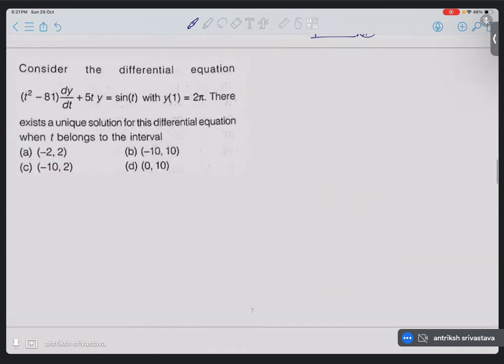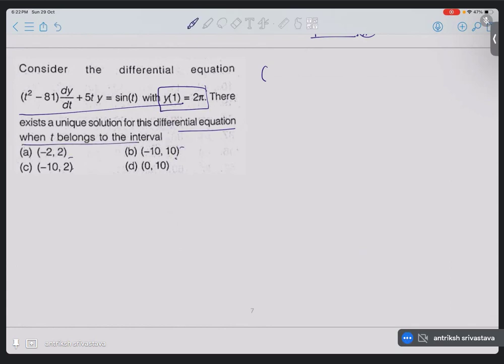Okay, now let's look at this question. This is the question which I think we should solve together. So let's write this question here. Consider the differential equation (t² - 81) dy/dt + 5t·y = sin t, and also the condition is given to us that y(1) = 2π. There exists a unique solution for this differential equation when t belongs to the interval this or this.